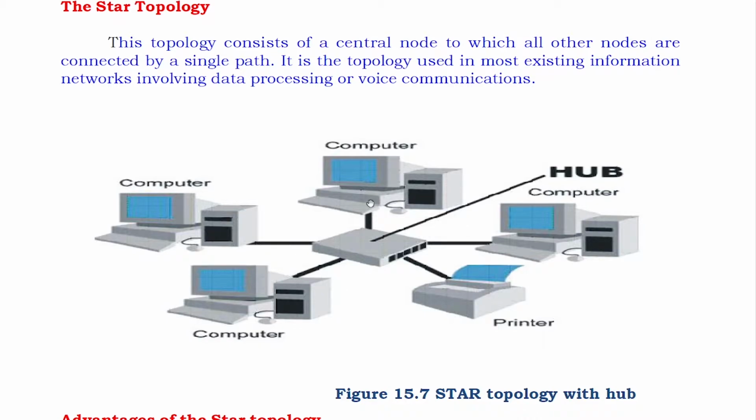There will be a central computer that is called the main server. Through this server, all the computers are able to communicate. Let us learn something about this. This topology consists of a central node, that's a central computer, to which all other nodes are connected. These are the individual computers. Node means workstation. All other nodes are connected by a single path. You can see here, from this we have a single path, from this also we have a single path, from this also a single path. So only one connection.